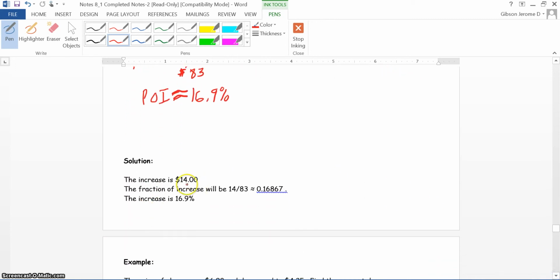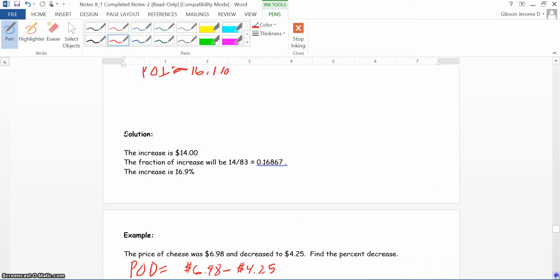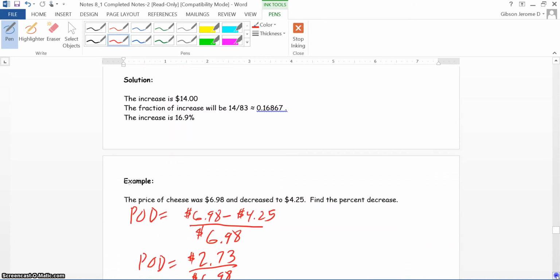Now we have this shown here typed in your notes, the increase is $14, and so on. It shows exactly what I showed here. Now we go to our next example.